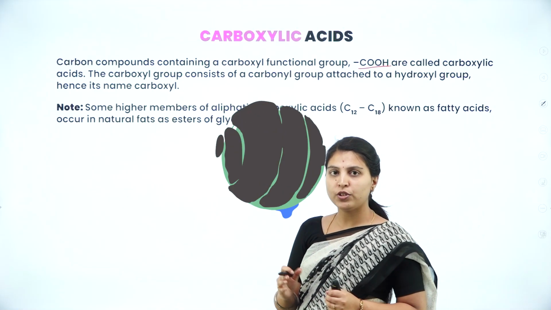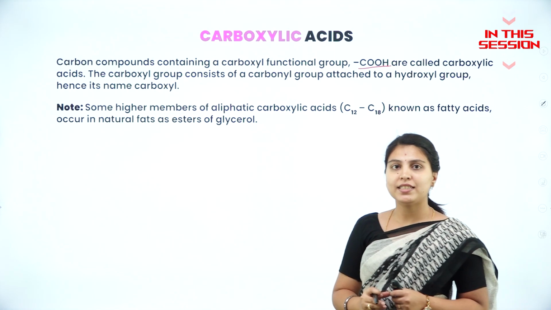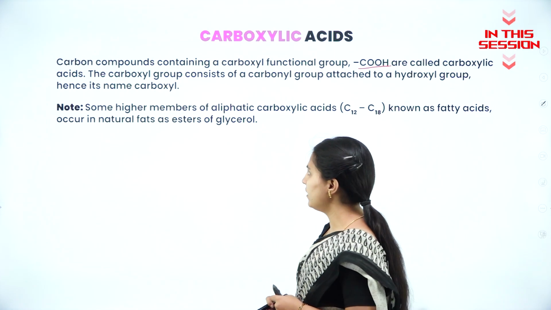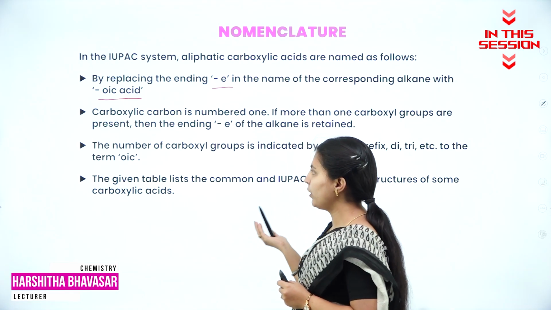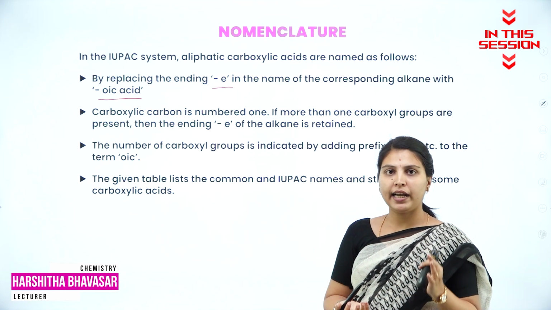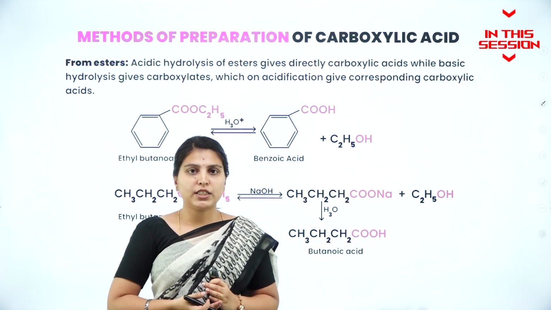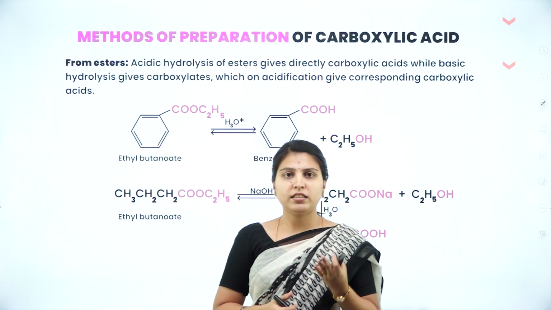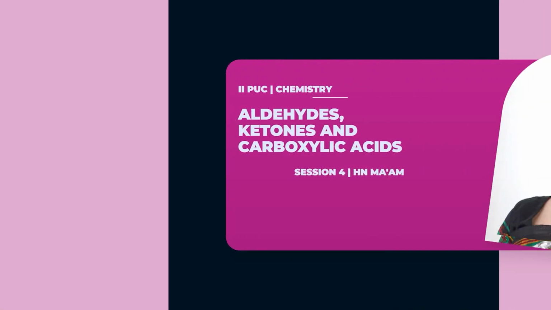Any carbon compounds which contain COOH as a functional group will be considered as carboxylic acids. If the number of carboxyl groups increases, it will be indicated by di-, tri- before oic acid. The carboxylic acids can be prepared from esters, amides, nitriles, alcohols, and aldehydes.